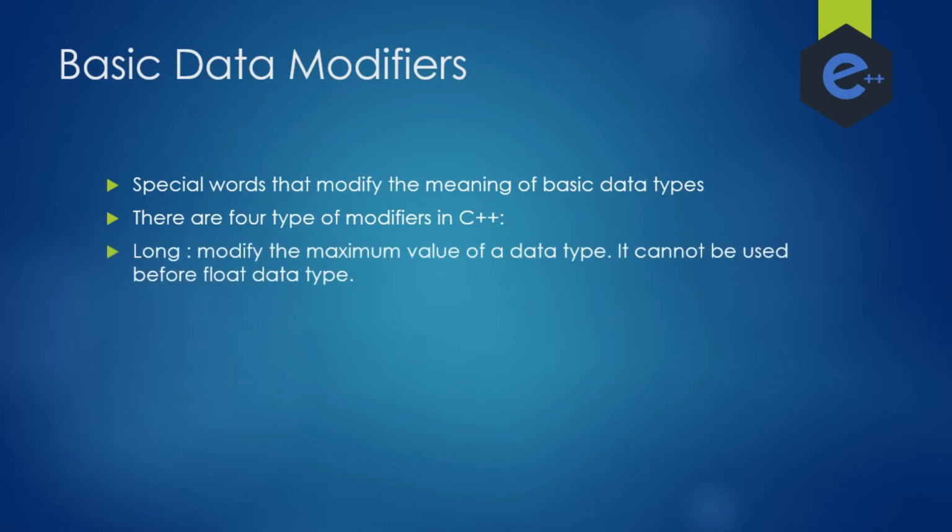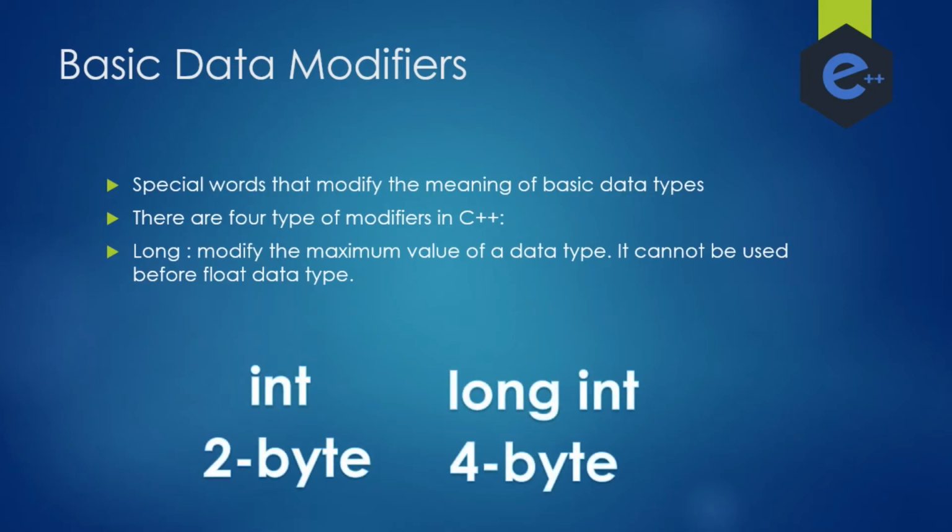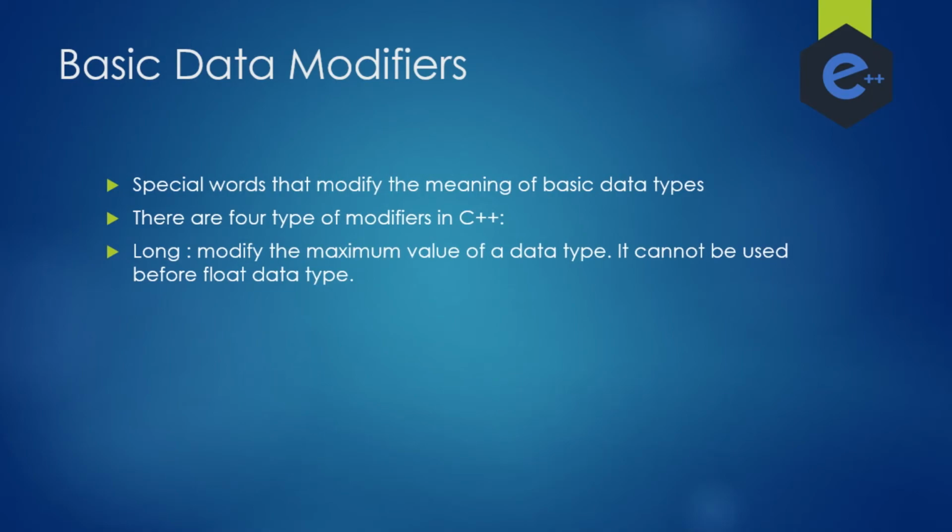1. Long, it modifies the maximum value of a data type. That is, it doubles the size of the data type. For example, int takes 2 bytes memory, but long int takes 4 bytes memory. It cannot be used before the float data type.